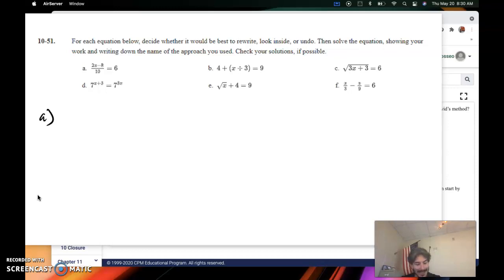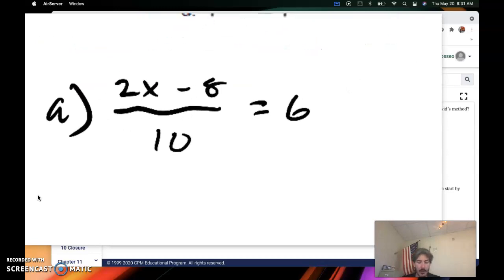And just because I would do this one way does not mean it's the way that you would necessarily have to do this. Okay? So in letter A, we've got 2x minus 8 up top. We've got 10 on the bottom of that left-hand side, and that's equal to 6. Remember, even though we don't see it here, this is effectively grouped. We've got 2x minus 8 divided by 10. So let's get rid of that 10.